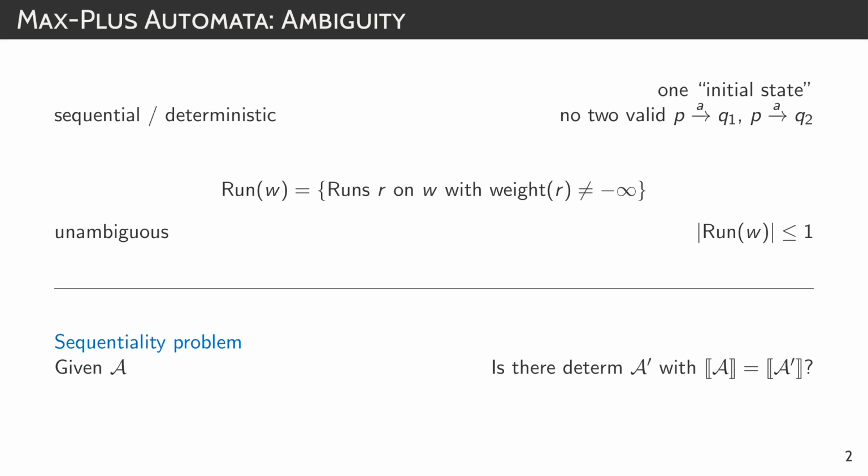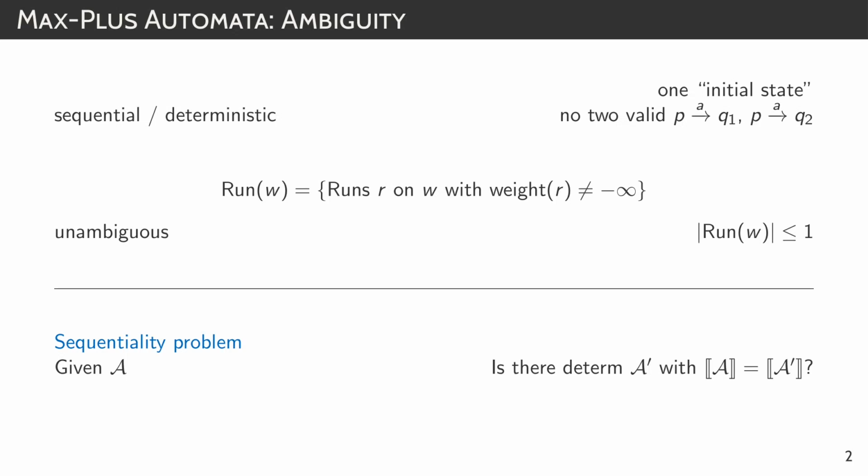A prominent open problem about max plus automata is the sequentiality problem, the problem of deciding whether a given max plus automaton can be determinized. So more precisely, the sequentiality problem asks, given an arbitrary max plus automaton A, does there exist a deterministic max plus automaton with the same behavior as A, so which assigns the same weight to every word as A does?